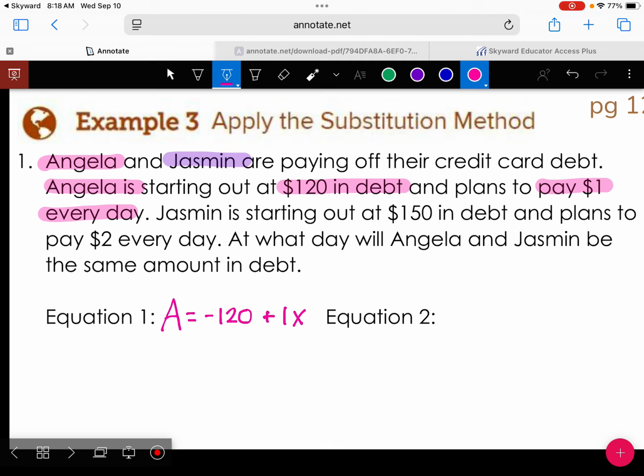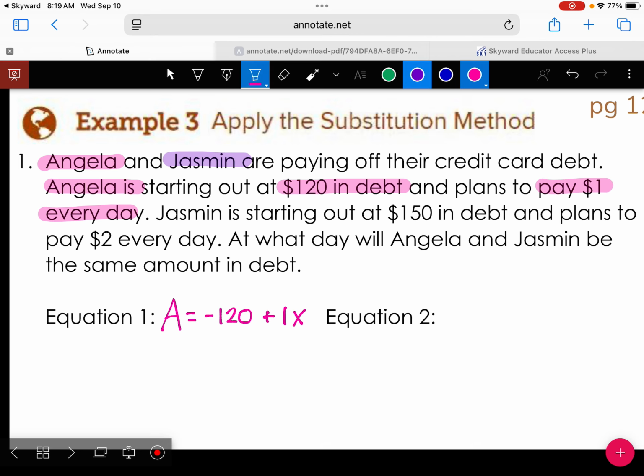So this, of the highlighted pieces I have, is just basically straight up translation. Angela is $120 in debt, owes $120. $1 each day, every day, per day. Each, every, and per are clue words that is probably your slope. Not guaranteed. Sometimes they give us extra information, but it's a really high probability. It's a good chance that if it says each, every, or per, that's going to be your slope.